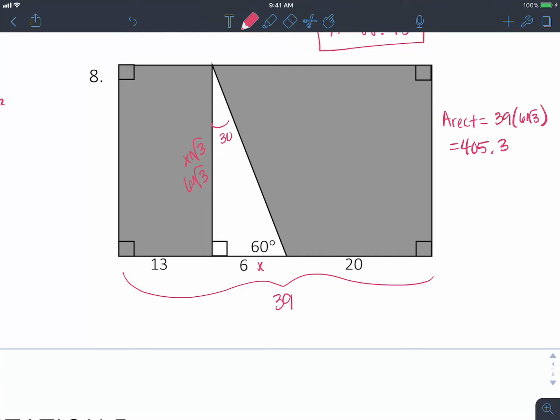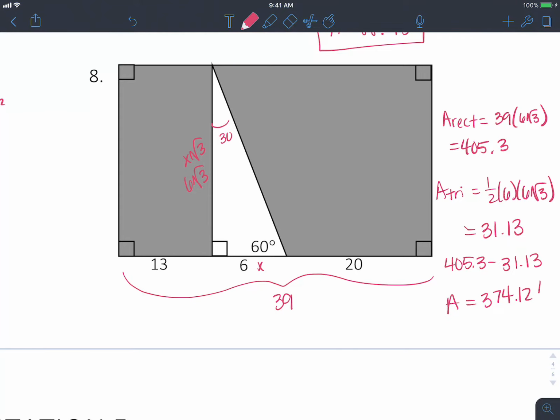405.3. Then the area of our triangle is going to be 1/2 base times height. So 1/2 times 6 root 3, which is going to give us 31.18. Then again, we're just going to be subtracting. So 405.3 minus 31.13. And our total area comes out to be 374.12.